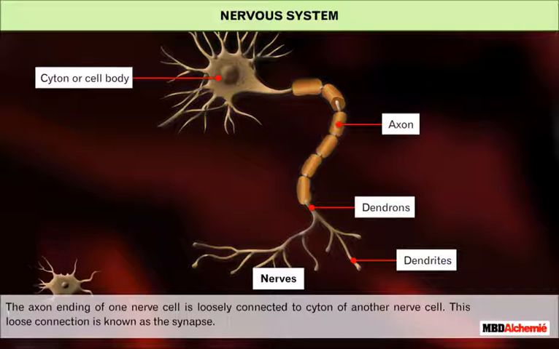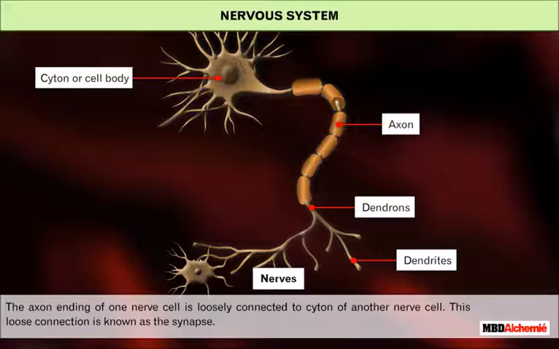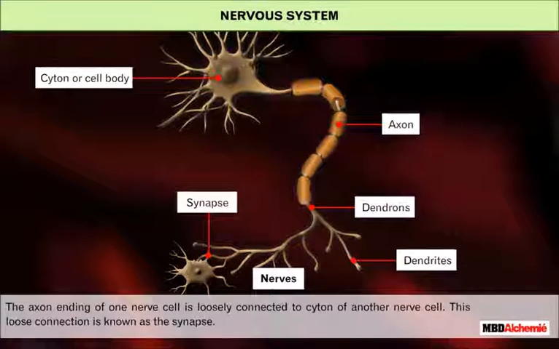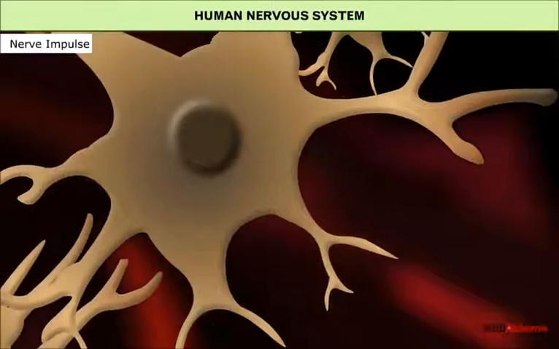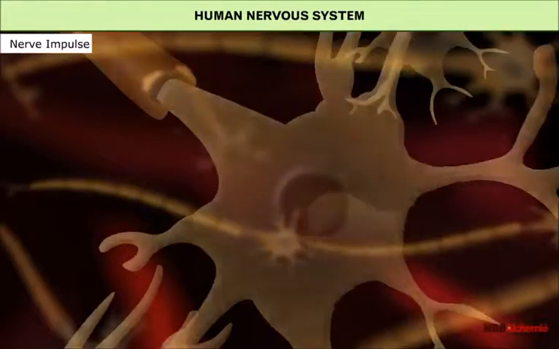The axon ending of one nerve cell is loosely connected to the cyton of another nerve cell. This loose connection is known as the synapse. Let's understand how a nerve impulse travels in the body.